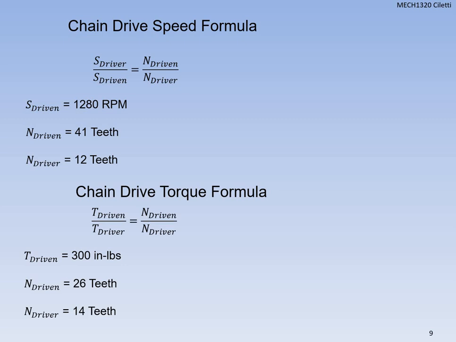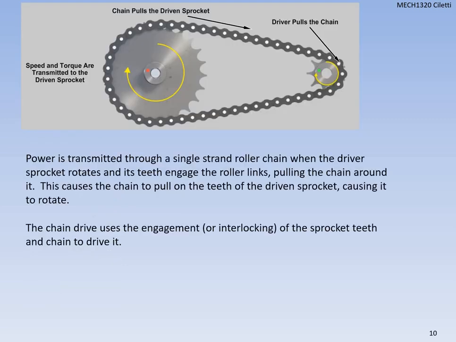And on the second example, the torque of the driver should be 161 inch-pounds. I'm not going to spend a lot of time going through the algebra there because that's pretty basic, and we did a whole bunch of those, like I said, during our gear drives. Okay. All right. So how does this really work with our chain drives?